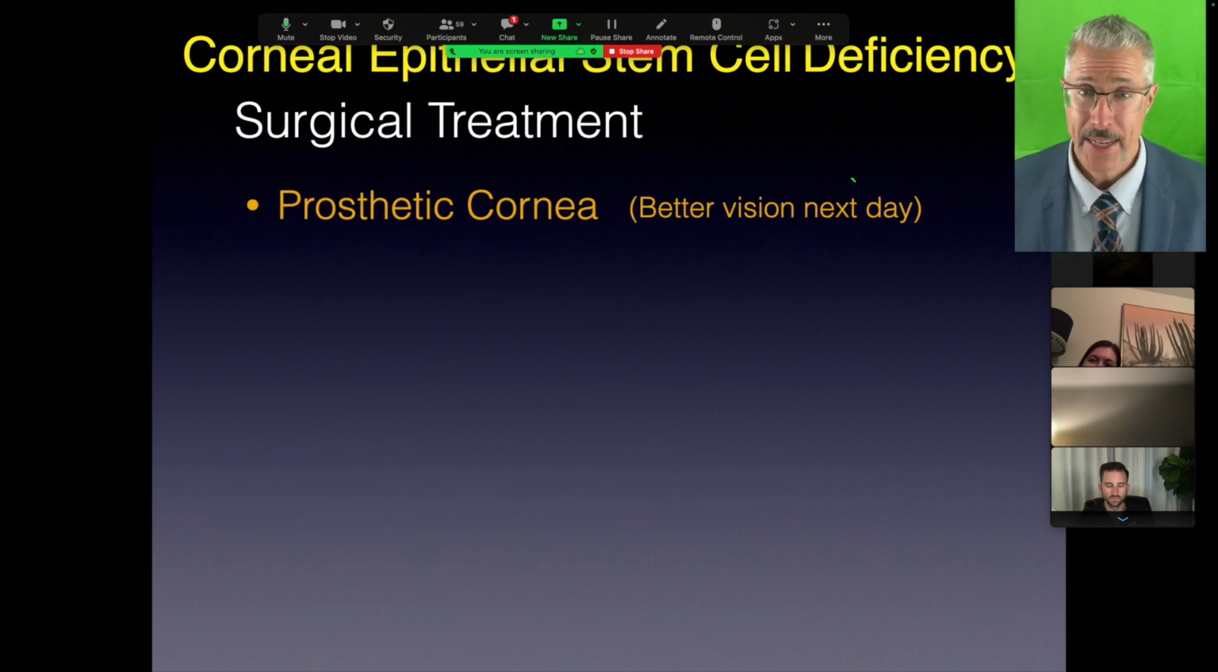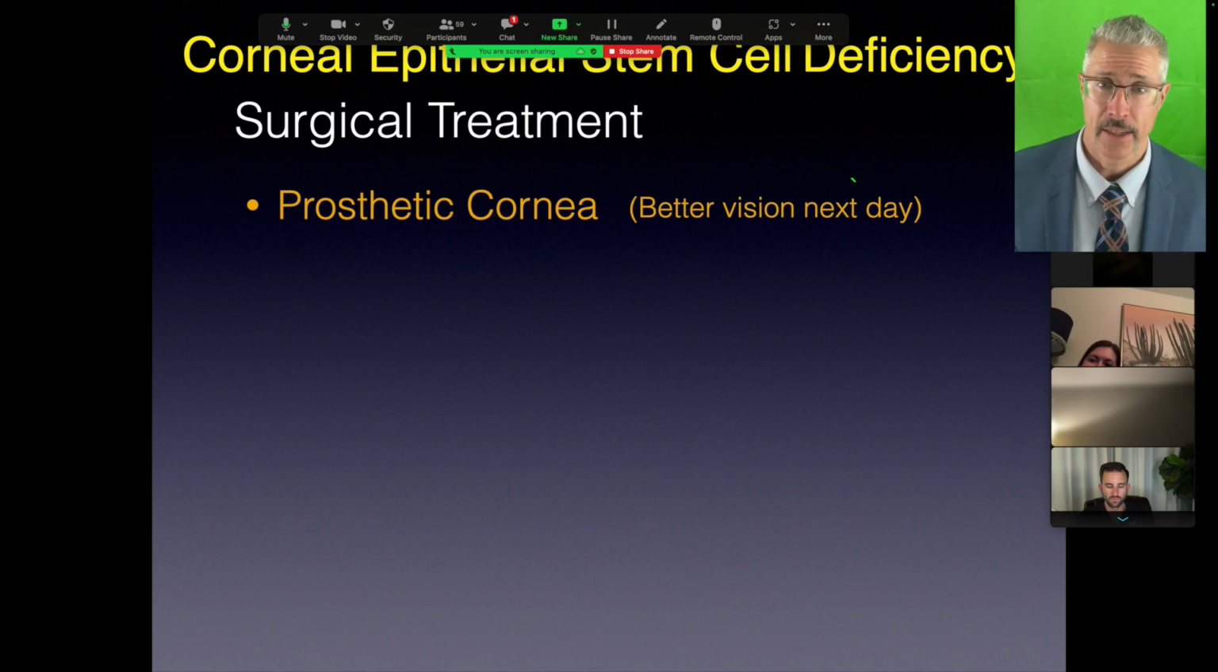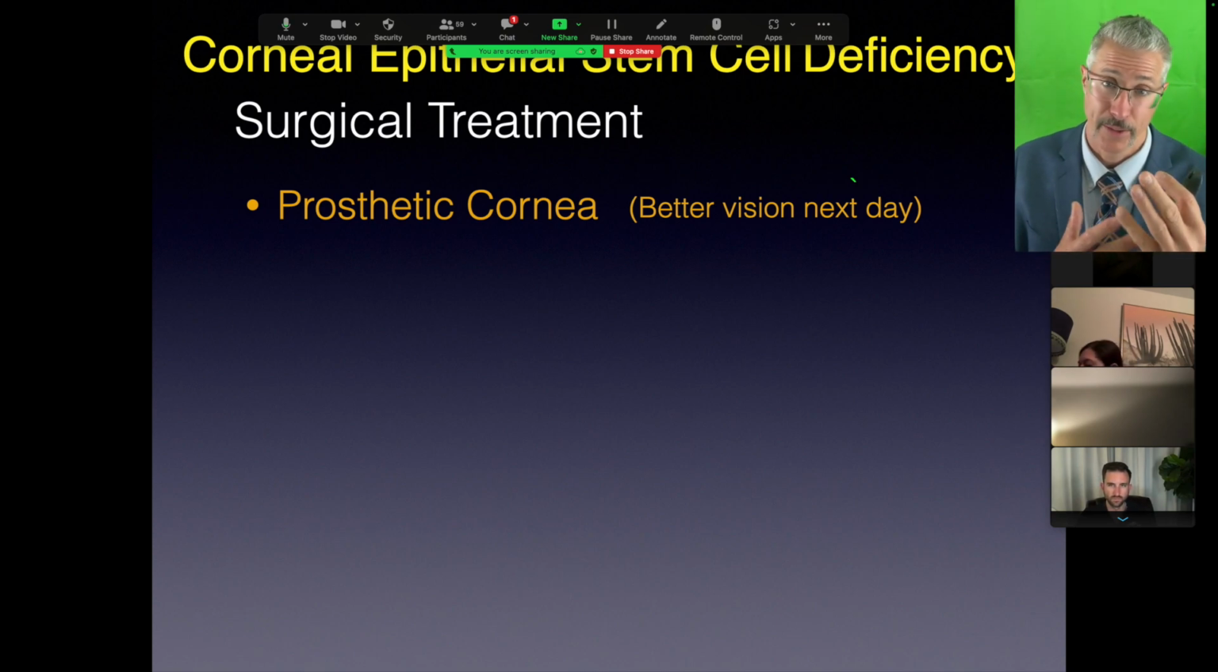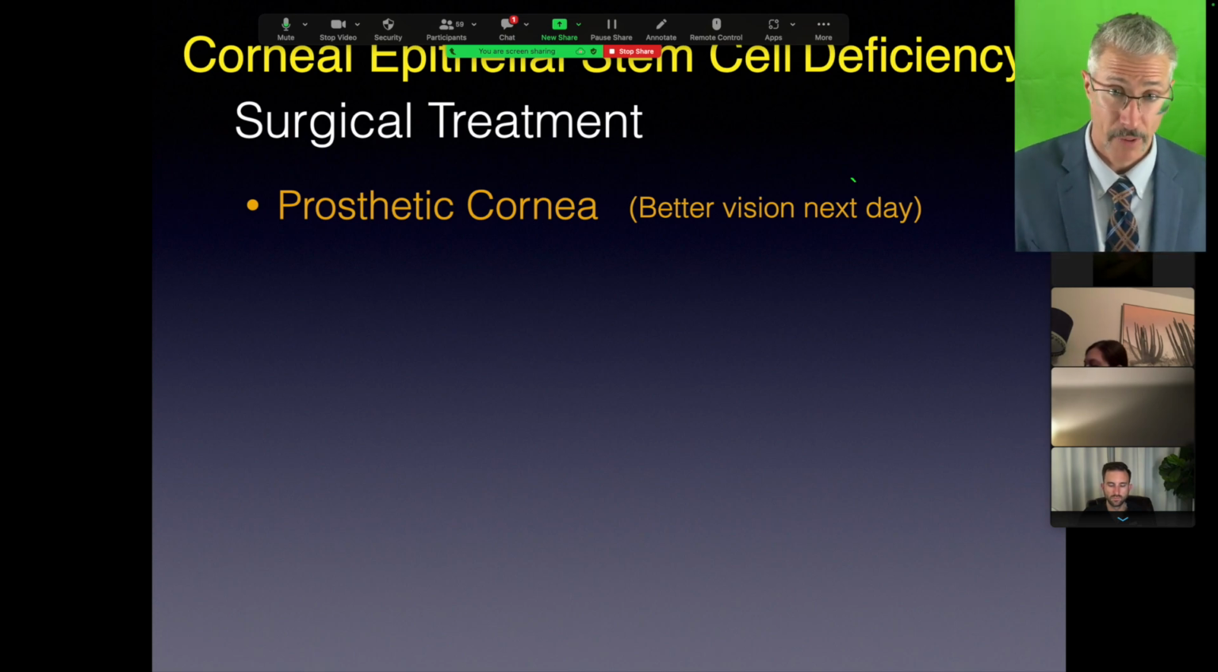You can try to make them see without stem cells. That's not easy, but a prosthetic cornea can. A prosthetic cornea, you can have better vision the next day. It doesn't care if the living parts of the cornea scar, the middle's plastic. It'll still see, as long as you don't get problems.